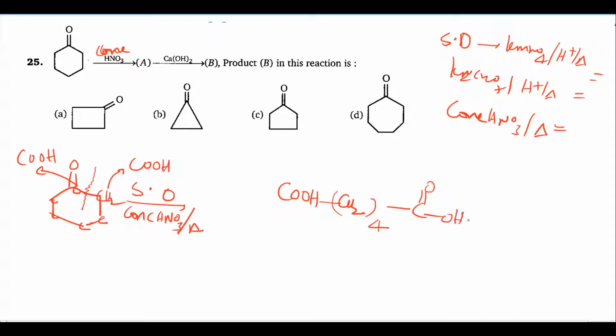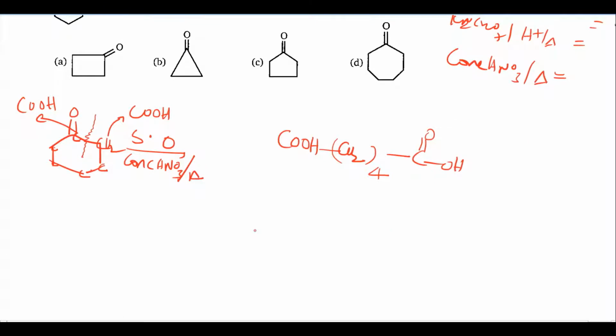After that what will happen? CaOH twice. Just take it as CaOH twice, meaning there are two carboxylic acids, and these are all treated with base. I will write it. Please listen, this is strong oxidation, please remember. The bond is going to break here. Strong oxidation means the CH2 is converted to COOH.